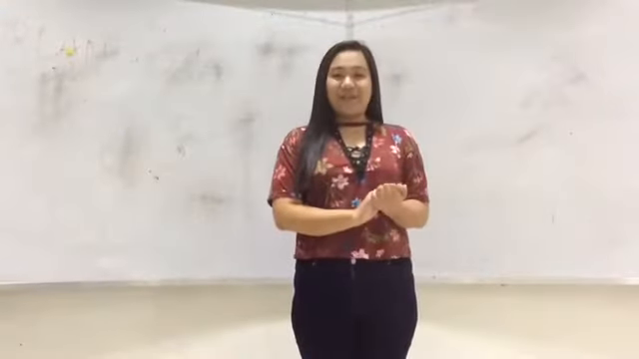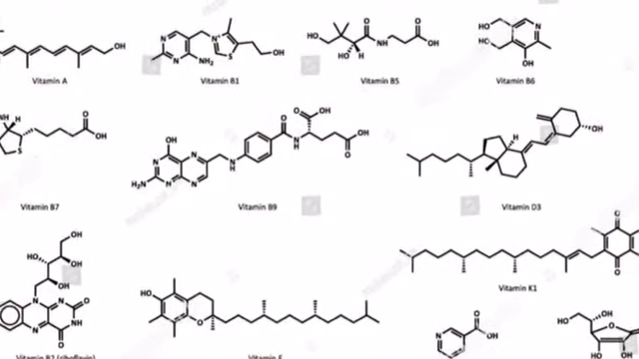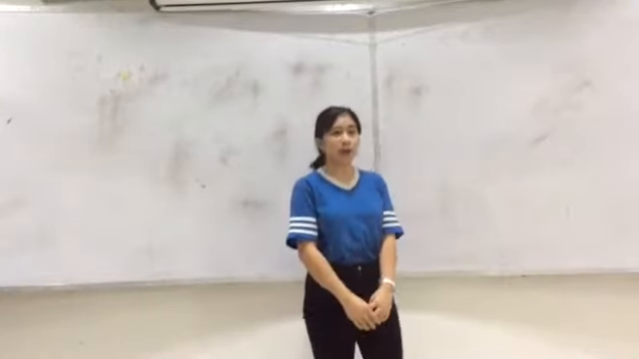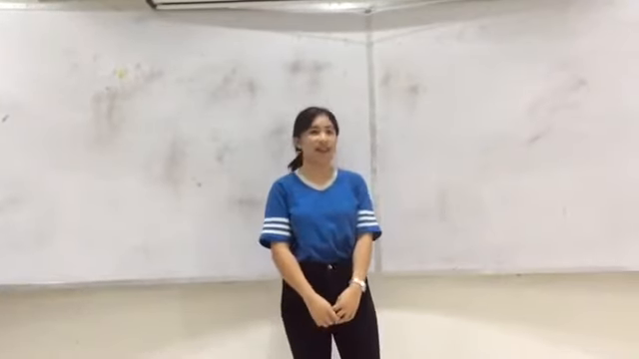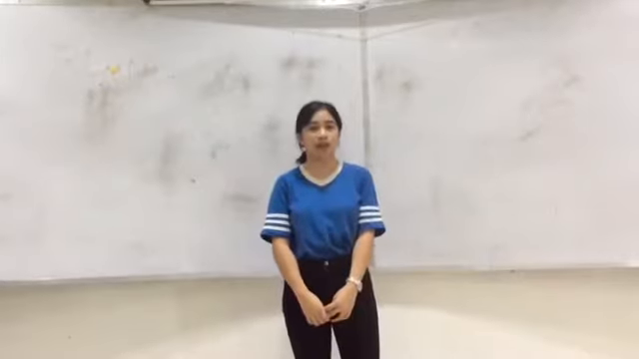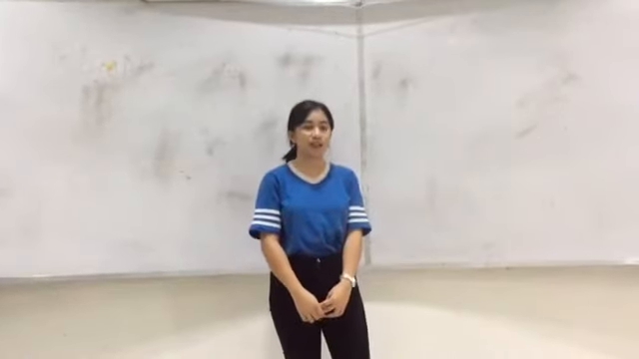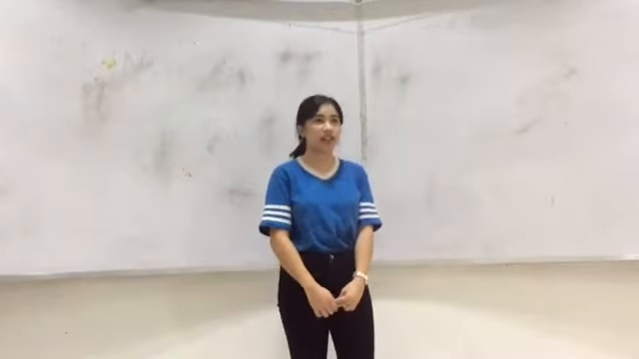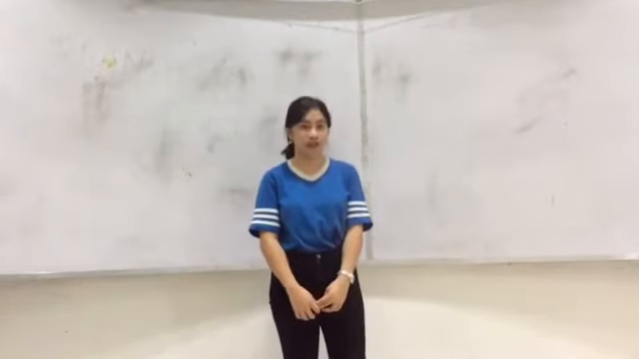Today, we are going to discuss the different structures of vitamins. I am going to discuss the B complex and the vitamin C. They are water-soluble vitamins. Water-soluble vitamins do not stay in the body for long. The body cannot store them, and they are soon excreted in the urine.